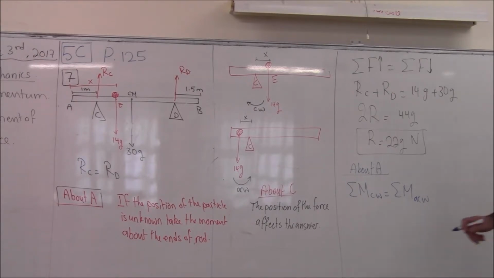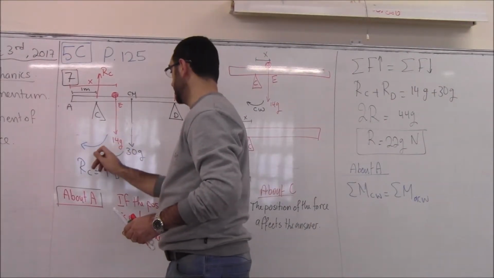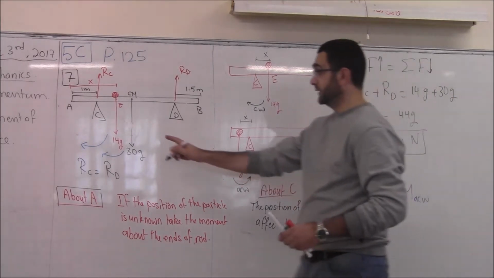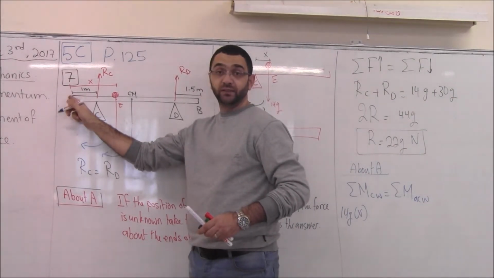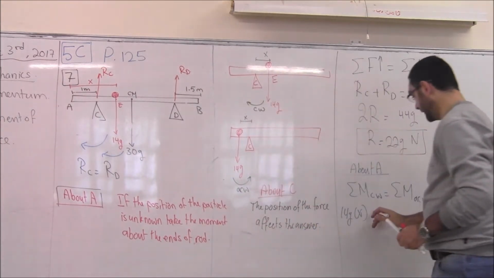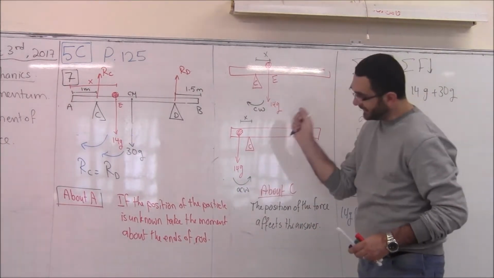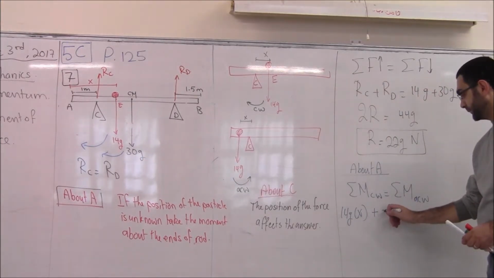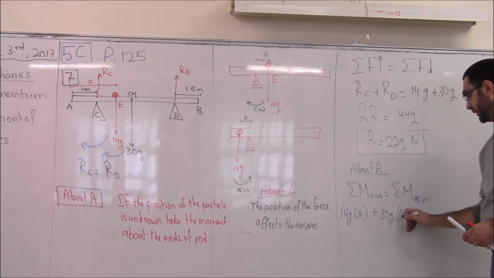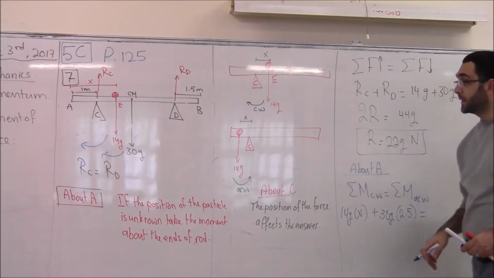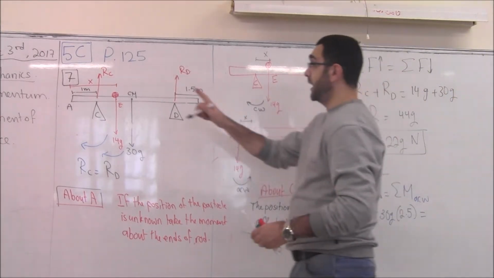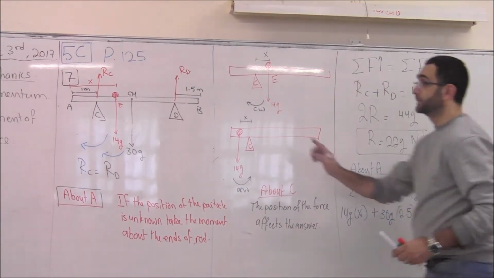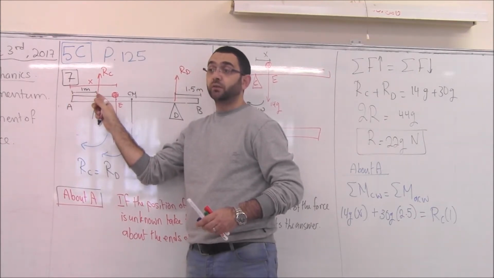What do we have clockwise? These are clockwise, right? 14G times X, the distance from A to X, plus from E to A is X, with 30G times 2.5, right? Then the 30G weight of the plank times 2.5 equals anti-clockwise RC times 1, right? RC times 1.